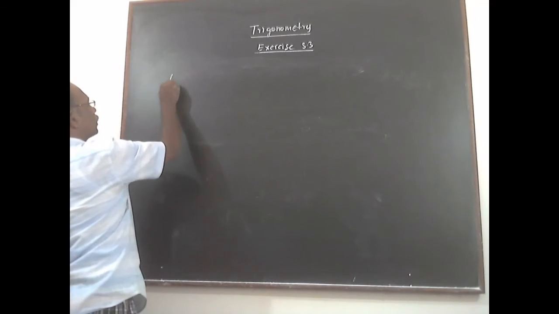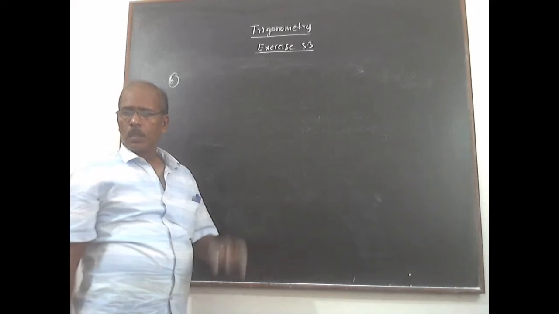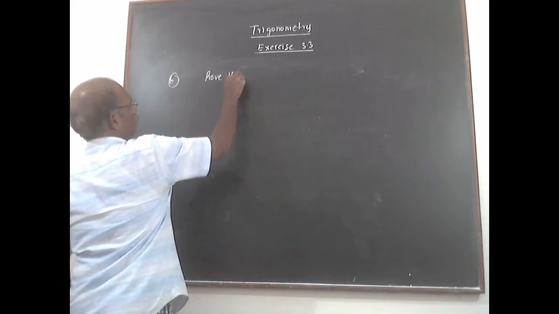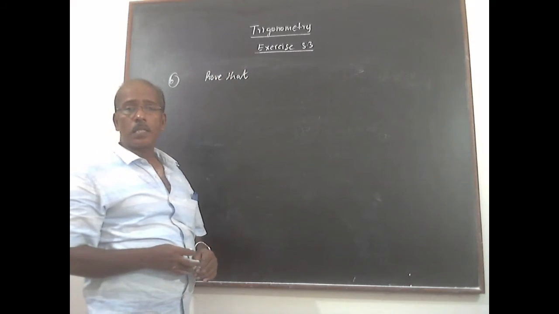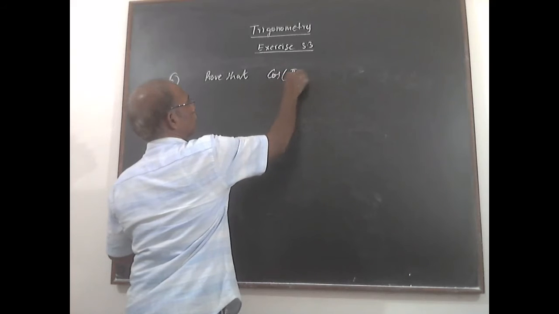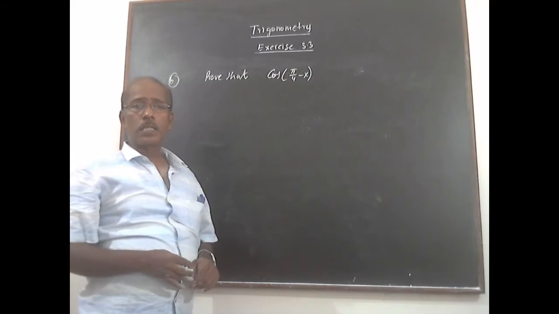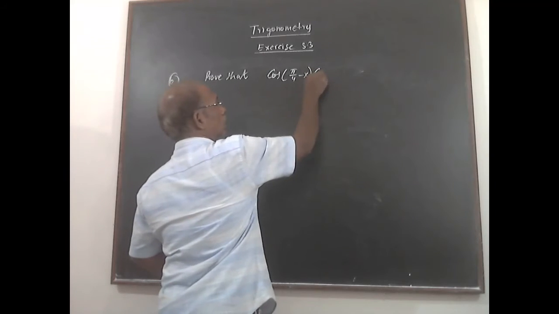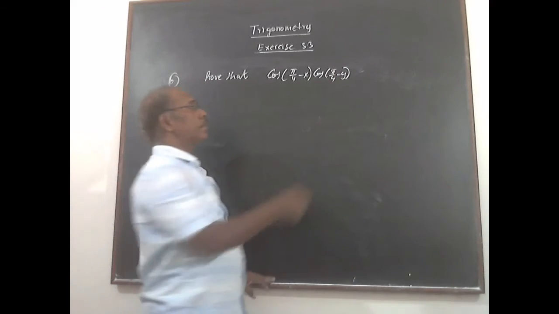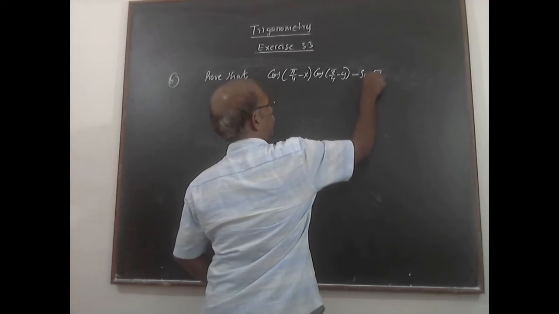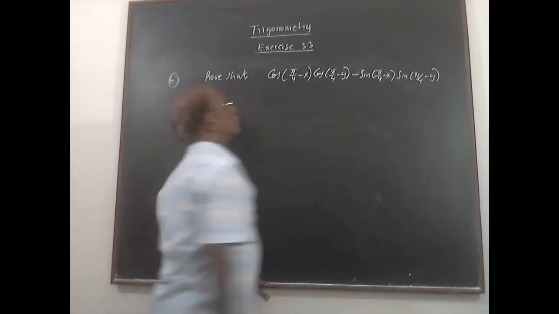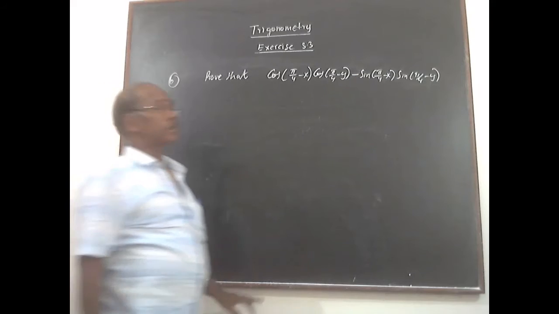Question number 6. Prove the following. Prove that cos of (pi by 4 minus x) into cos of (pi by 4 minus y) minus sin of (pi by 4 minus x) into sin of (pi by 4 minus y) should be equal to sin of (x plus y).